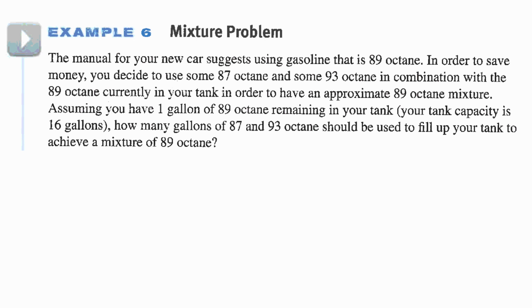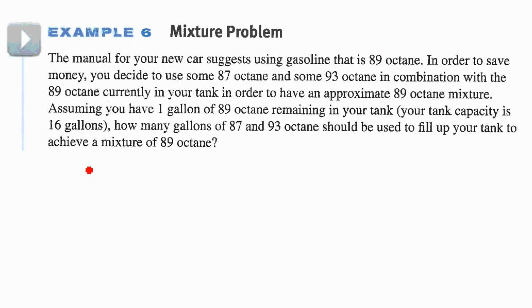The manual for your new car suggests using 89 octane. In order to save some money, you decide to mix 87 and 93. But you already have some 89 already in the tank. All right. So you have 1 gallon of 89, plus you're going to add some 87 and 93 to achieve a mixture of 89. All right. So how are we going to do this?